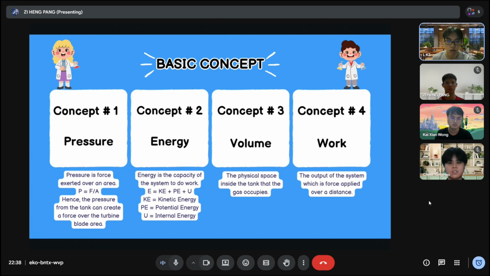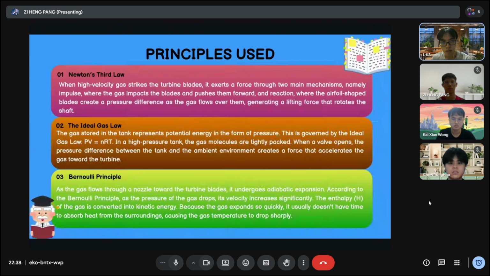The second concept is energy. Energy is the capacity of the system to do work, which is the energy balance equation shown below. E equals KE plus PE plus U. The third concept is volume, which is the physical space inside the tank that the gas occupies. And lastly, work, which is the output of the system, which is force applied over a distance.